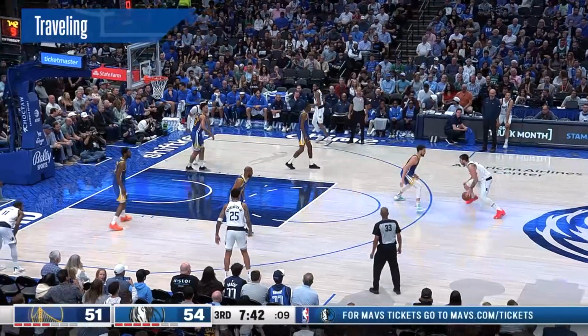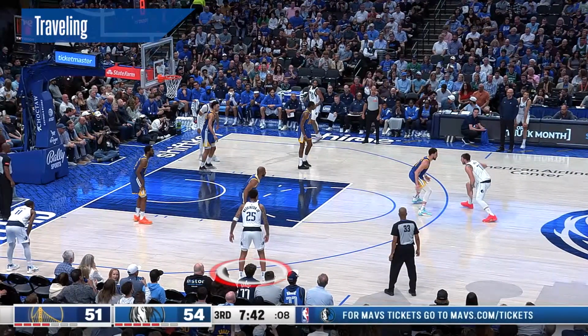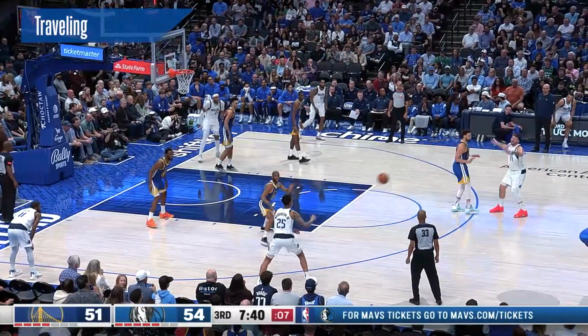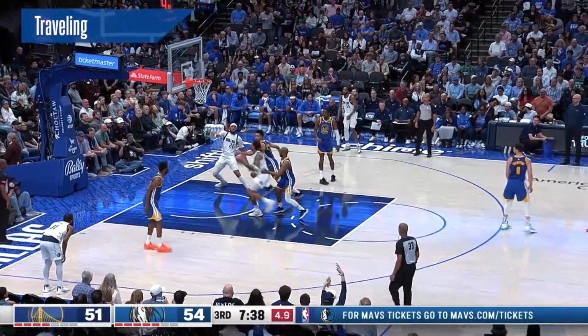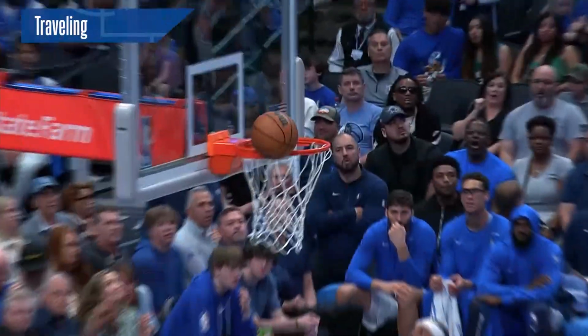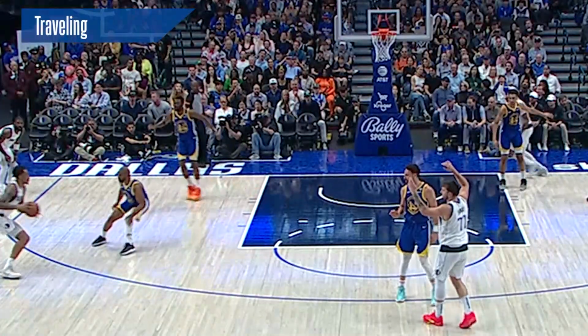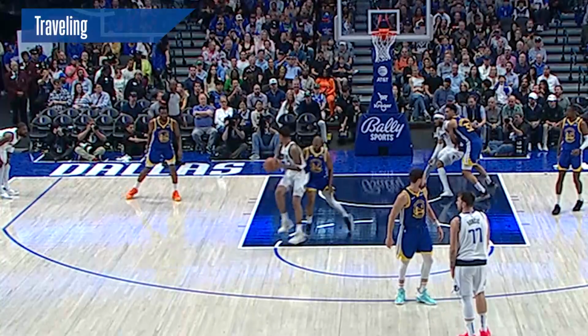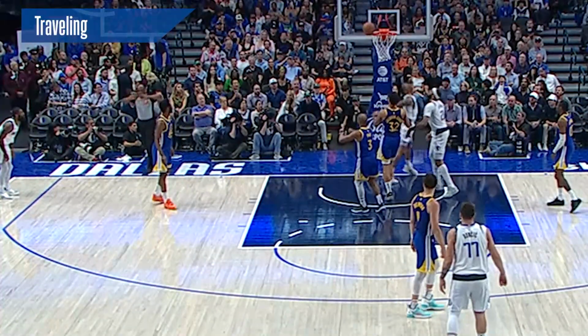Watch this next play closely. The highlighted offensive player, P.J. Washington, ends his dribble and gathers the ball with his left foot on the floor. He then jumps off of and lands on that same left foot as he spins towards the basket. This is a traveling violation, as a player may not step with the same foot consecutively after gathering the ball.